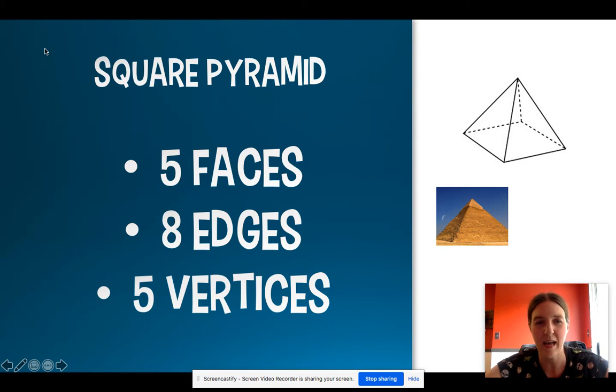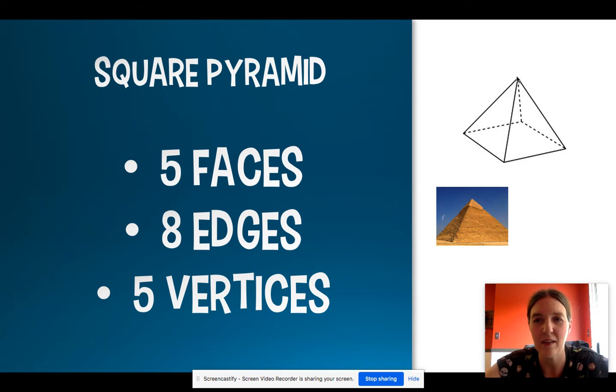We're going to look at a couple examples here. So we'll look at our square pyramid. It has 5 faces. So remember, we want to count that base that it's sitting on. So it has a square at the bottom, and then 4 triangle sides coming up to a point. That makes a total of 5 faces.